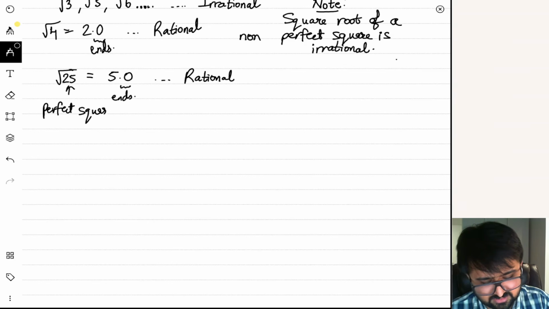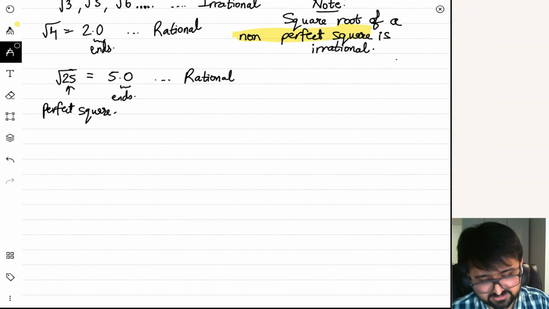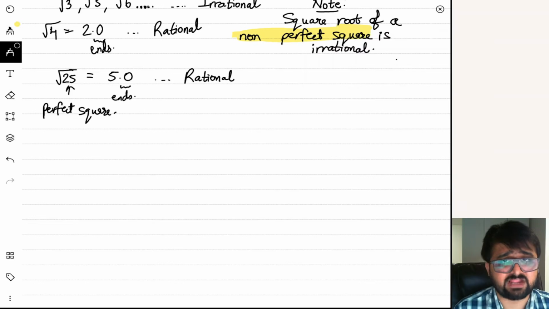Okay. So it's only the square root of a non-perfect square. I'll just highlight that. Square root of a non-perfect square is always irrational. Otherwise, it's rational. Okay, so that's a very important note to keep in mind.